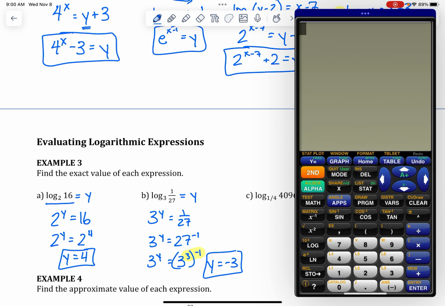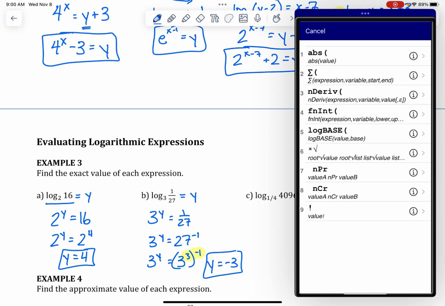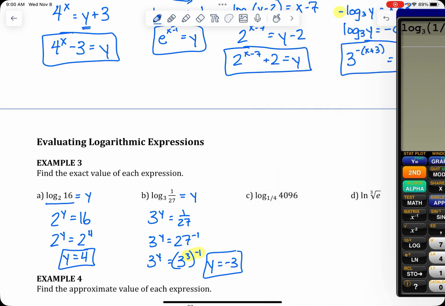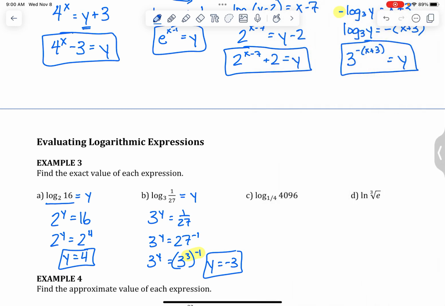So let's get rid of some of this. Let's clear that out. Let's try that again. Alpha window, option 5, log base. And what you can do is simply type in the numbers. So log base 3, and then you can type 1 divided by 27 there, and press enter, and you get your answer. So that's sort of a quick way to do it. If you had to do something very fast, maybe it's Math Excel, and you just had to get the answer, okay? But this is the process that we want you to show when you're rewriting the functions.